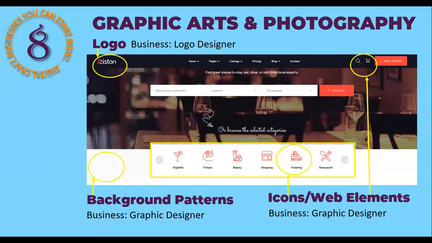On the upper right, beside the menu and the add listings button, you have two icons, the search button and the shopping cart. And these are pretty standard web elements. But at the bottom, where you see the icons for nightlife, fitness, beauty, shopping, traveling, and restaurants, those are not so common. And again, someone had to actually sit down and design these things. They do not come ready-made on the computer where you just press a button and you have them. Although they do have font designers that deal with these types of things as well.